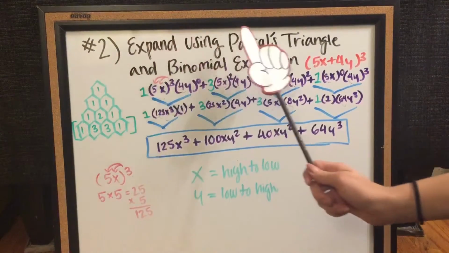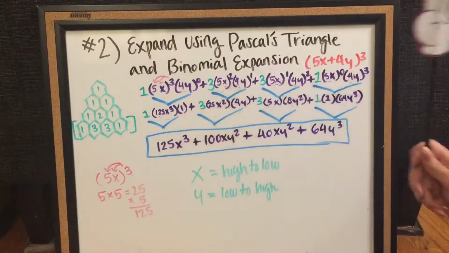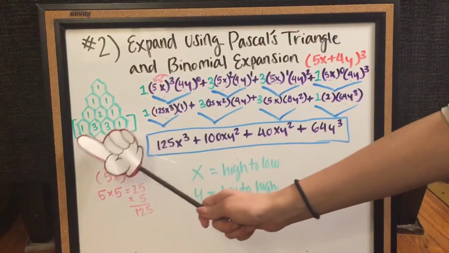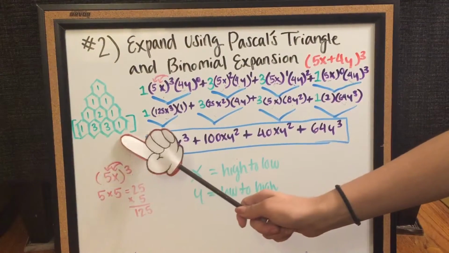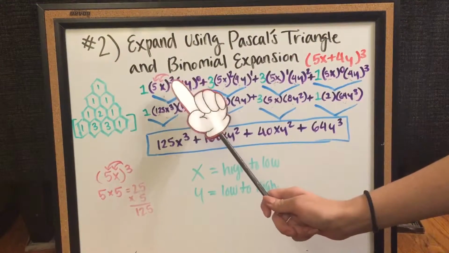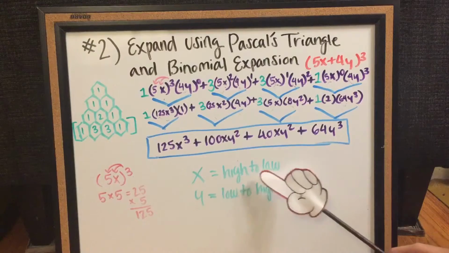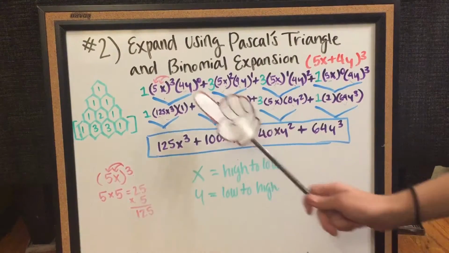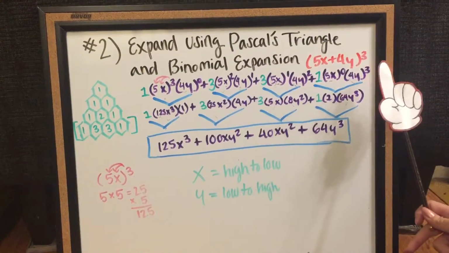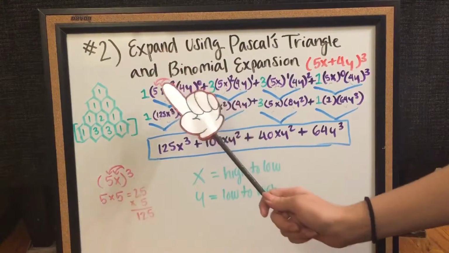For number 2, expand using Pascal's triangle and binomial expansion. Again, I'm using (5x + 4y) to the third, and you're going to plug in the third row of Pascal's triangle, 1, 3, 3, 1, here. And the exponents are x going high to low while y is going low to high. So you can see x is 3, 2, 1, 0 while y goes the other way.